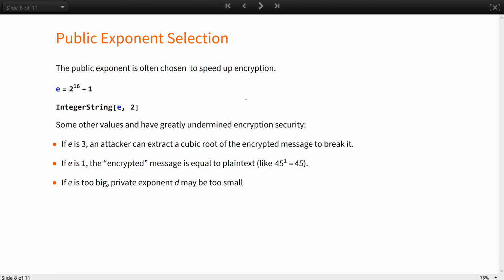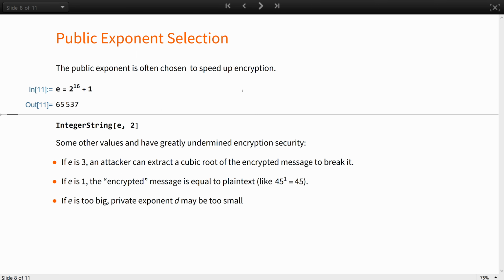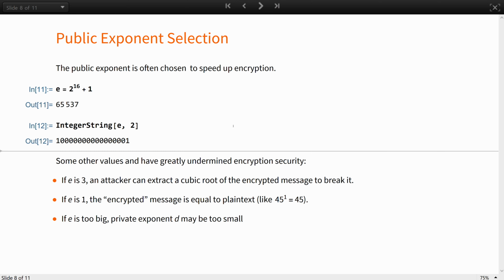Since the size of the parameters greatly affects computation time, the public exponent is often chosen in a way that allows you to speed up encryption. A recommended value with a compact binary representation is 2 to the power 16 plus 1. It only has 2 ones in its binary representation. Nonetheless, several applications have used other values and have greatly undermined decryption security.